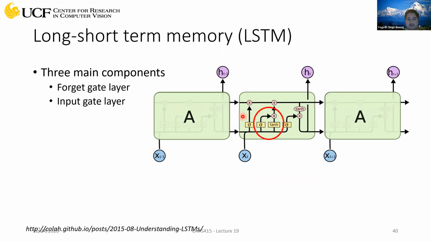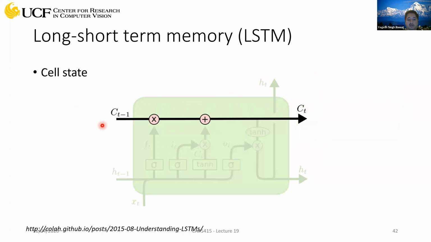Then I think we have the input gate layer in the center. And finally, we'll have an output gate layer, which is on the right. So let's see what all of these components are and how they are performing these forgetting, inputting, and outputting operations.